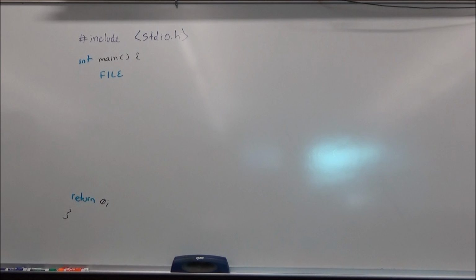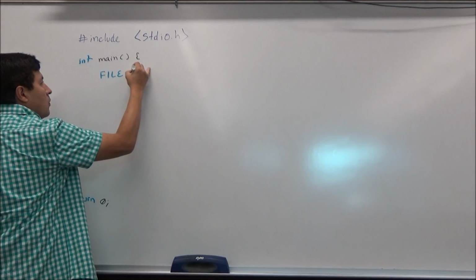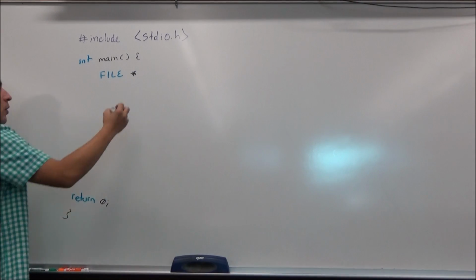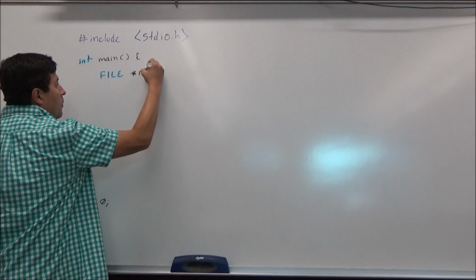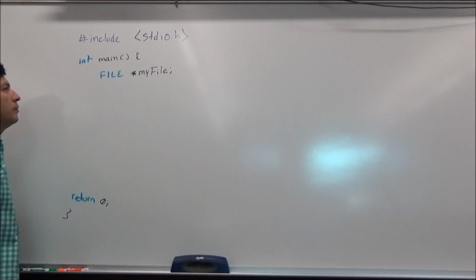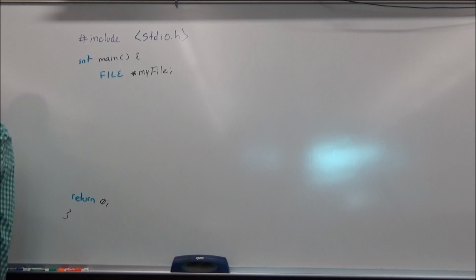So, because it's a pointer, we want a pointer, we use the star, of course. We call this my file. So how big is this pointer? 32 bits or 64 bits. That's it, right? Whatever your operating system is.